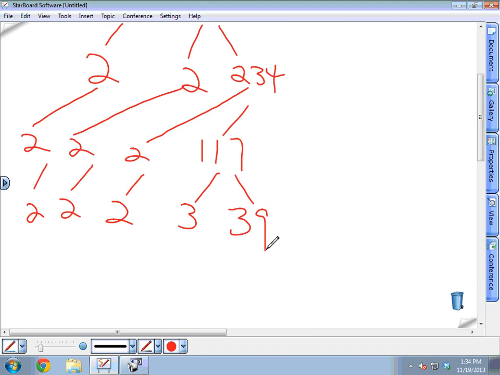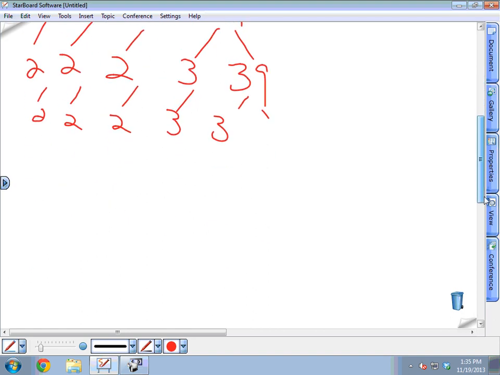Okay. Claire, 39 is not divisible by 2. Is this divisible by 3? Yes. What is it? 13. 13. Do I have all prime numbers? Yes or no, guys? Do I have all prime numbers? Good. Okay.